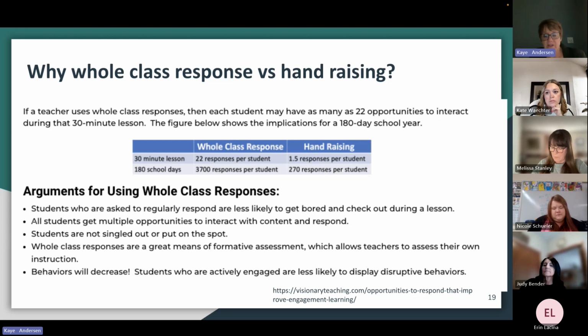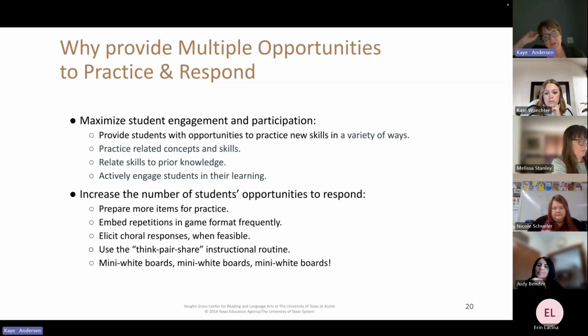The more we engage them, the less likely we're going to have disruptive behaviors, the more confident the students will be, the more successful they are, the more likely they will continue to work harder and to be successful in the future.